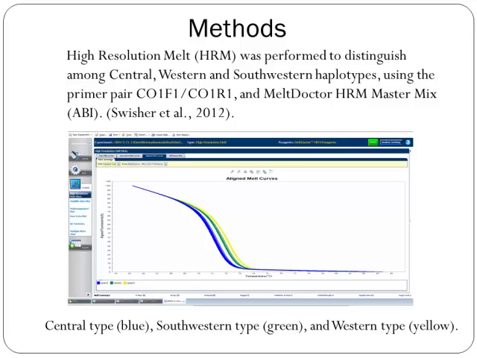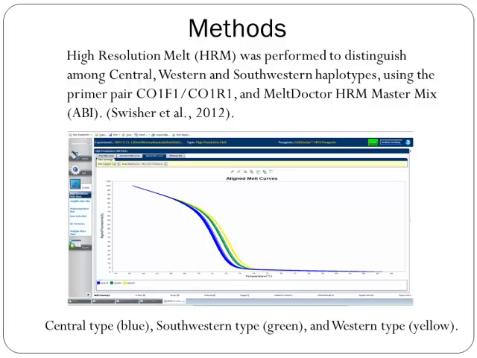We use high-resolution melt to distinguish the central, western, and southwestern haplotypes. We use primer pair CO1 F1 and R1 and the HRM master mix. We thank Dr. Switzer here for providing a very good tool for us. The method worked very well in our lab.